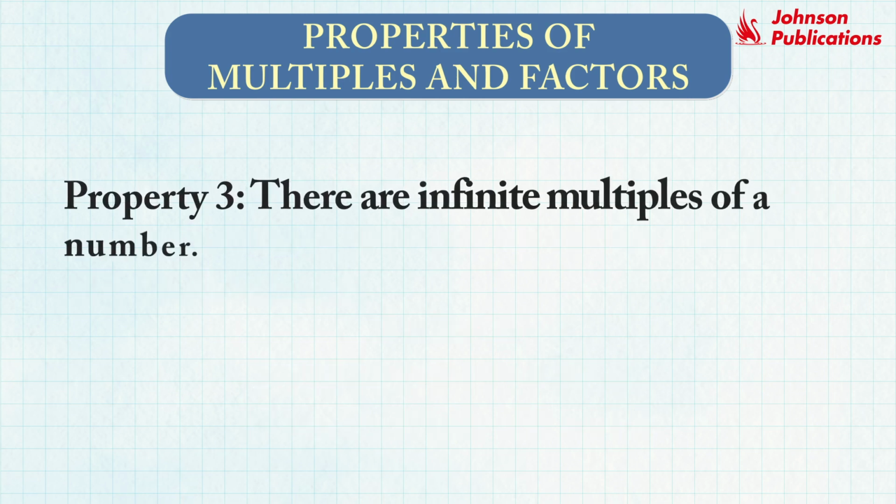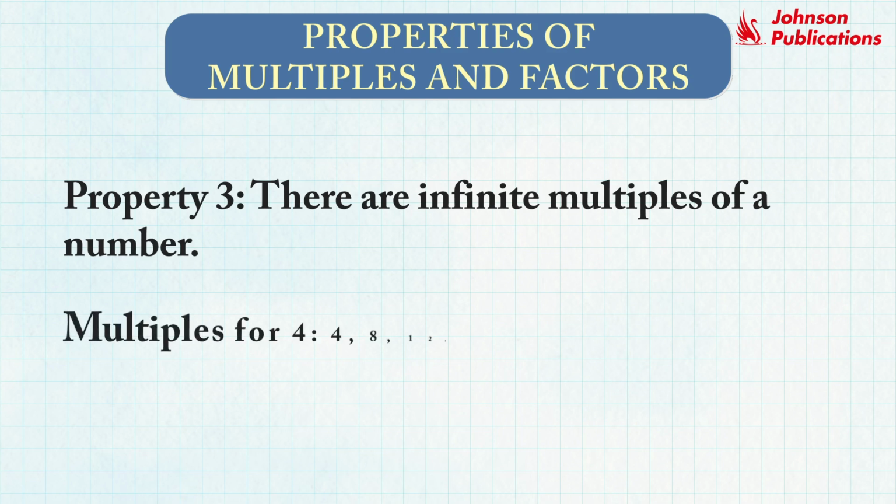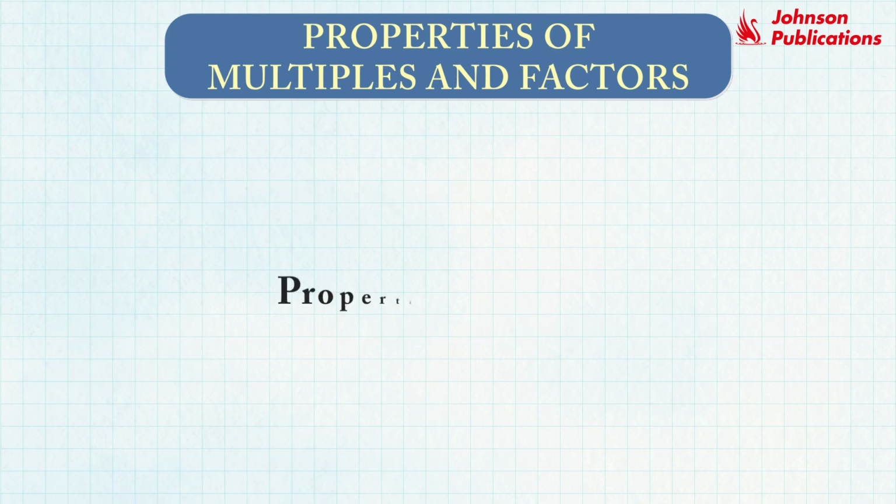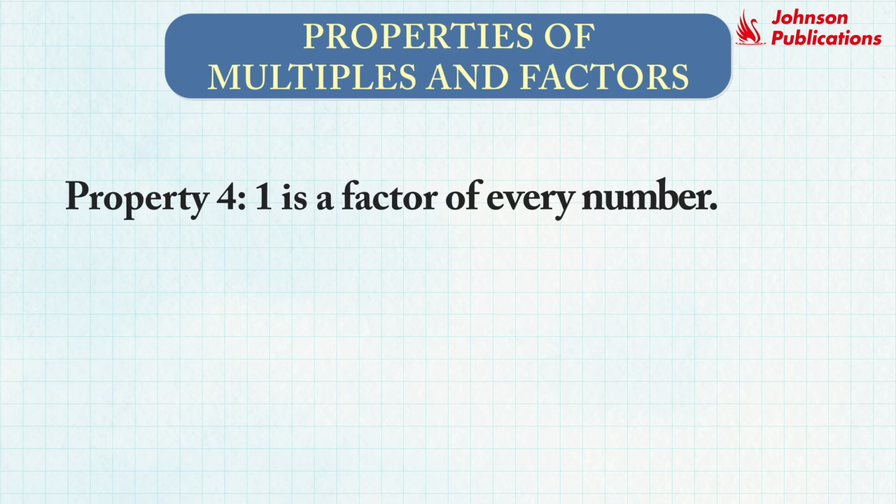Property 3. There are infinite multiples of a number. For example, multiples of 4 are 4, 8, 12, 16, 20, and so on. Properties of factors. Property 4. 1 is a factor of every number.